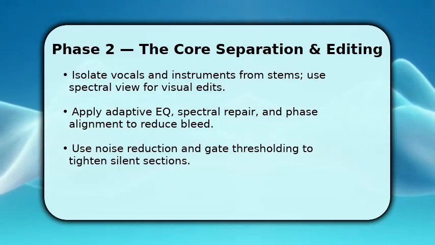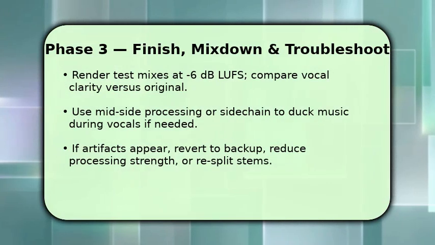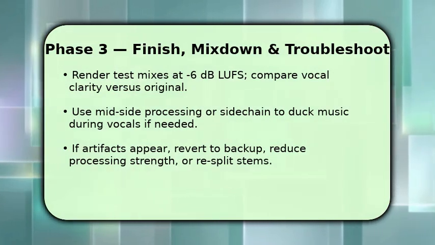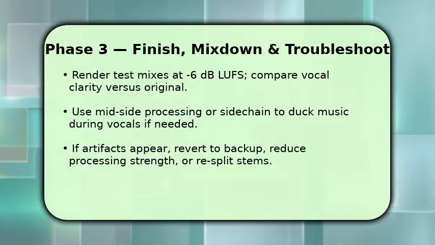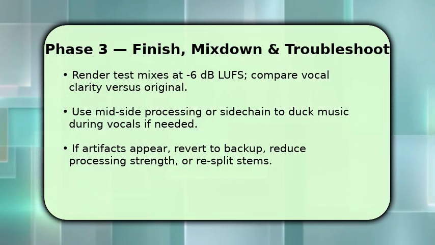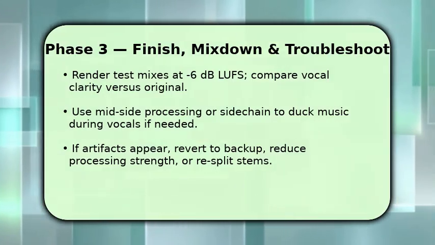Finish by balancing levels. Perform a test mixdown at around -6 dB LUFS to retain headroom and check intelligibility on headphones and small speakers. If leftover music masks words, use mid-side processing or sidechain compression to duck the instrumental during vocal phrases. This preserves energy and clarity.